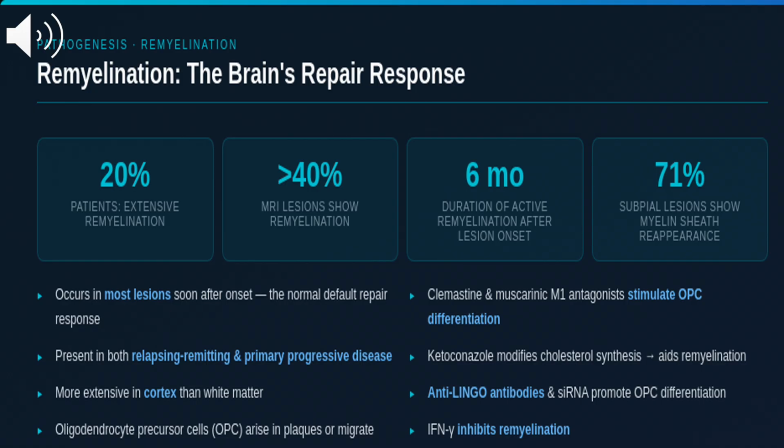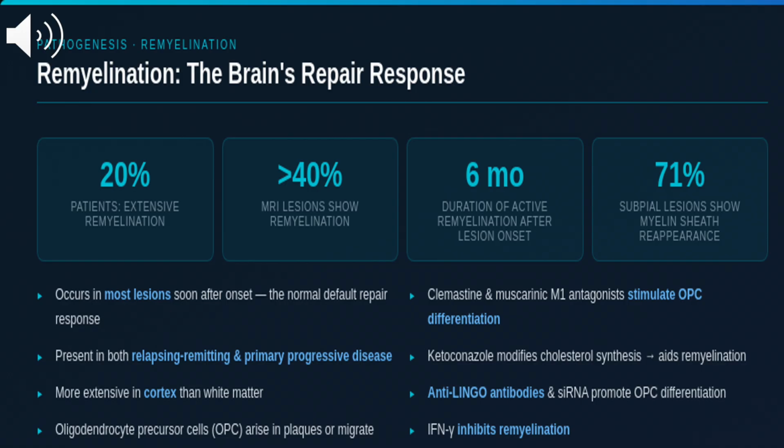Jagged 1 on astrocytes activates oligodendroglial Notch 1 signaling, which blocks maturation, and a host of molecules including LINGO-1, NOGO, chondroitin sulfate proteoglycans, and hyaluronan all inhibit differentiation. Multiple therapeutic strategies are now targeting this biology. Anti-LINGO antibodies and siRNA promote OPC differentiation.